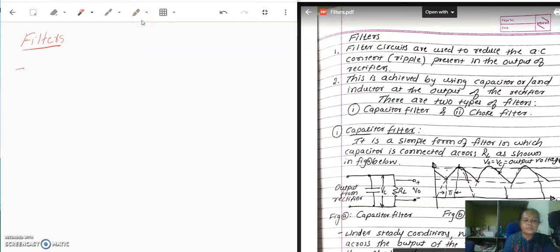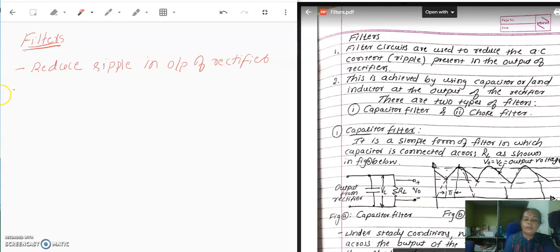Today we are going to discuss the topic filters. So, filters are circuits used to reduce the AC content or ripple present in the output of the rectifier. So, what do the filters do? They reduce the ripple present in the output of rectifiers.